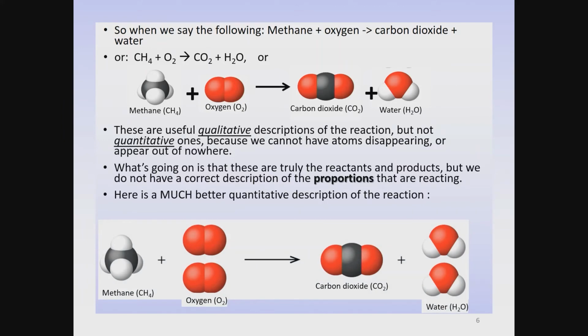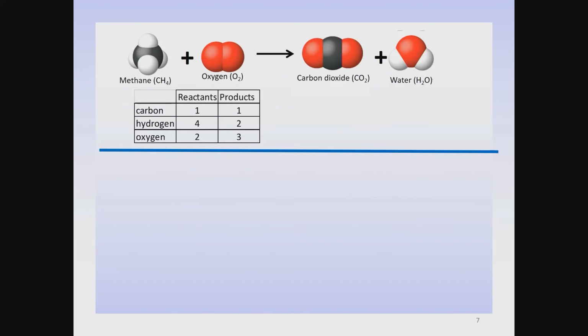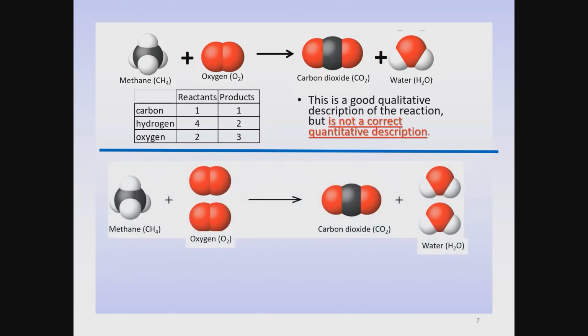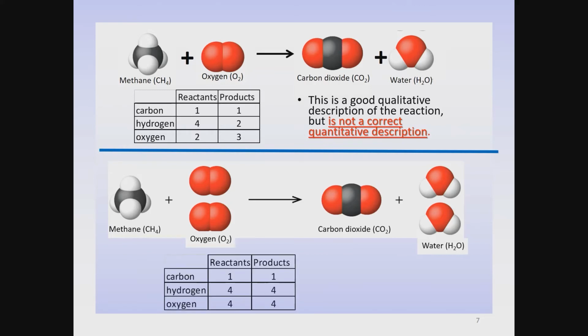Now, we can change it pretty simply. If we add in another oxygen molecule as a reactant, and we add in another water molecule as a product, then it becomes not only a good qualitative description, but a good quantitative description of the reaction. So let me talk about why it's a good quantitative description. Remember beforehand when we had one of each and we didn't really have good atom balance for the elements? Then we added an oxygen molecule and a water molecule.